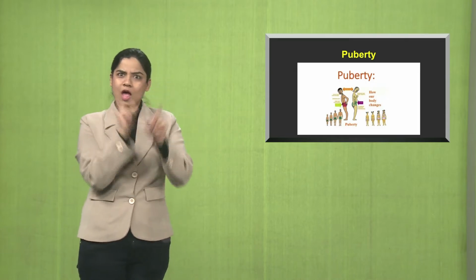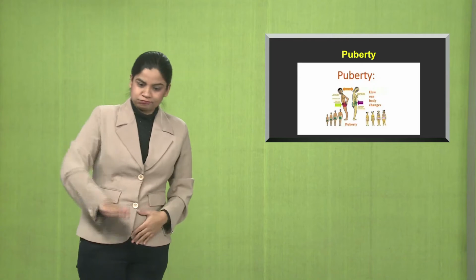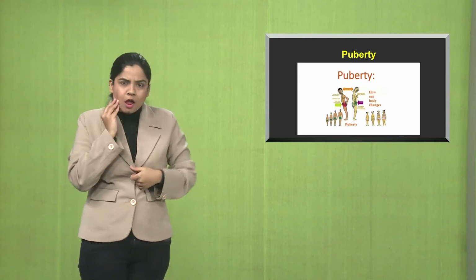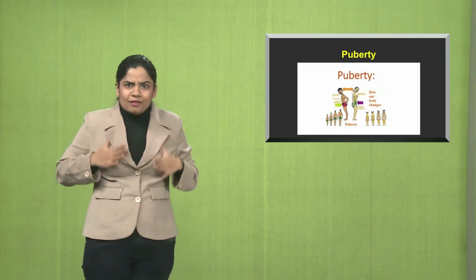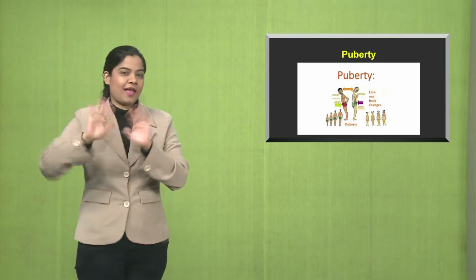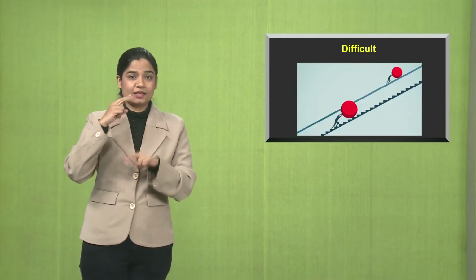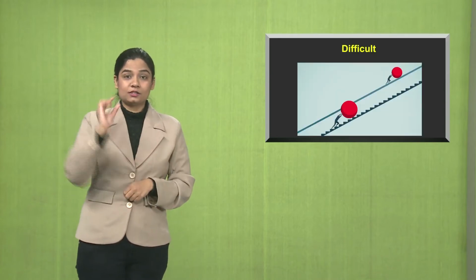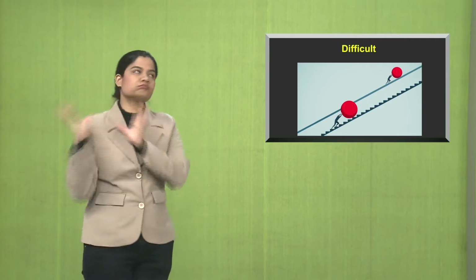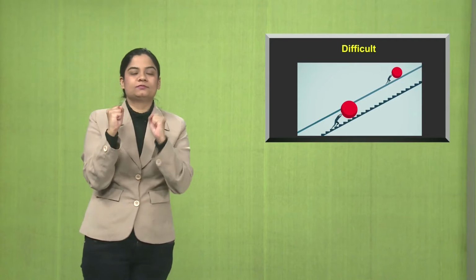Puberty. Puberty means everyone, be it a man or a woman, hits puberty. Our body doesn't remain the same. We see changes in our body. We develop hair. Our breasts start to grow with females, etc. So puberty is that phase. We will discuss more about it. Difficult. Difficult is something that's hard. As you can see from the picture, a person is having a lot of difficulty carrying that big ball.